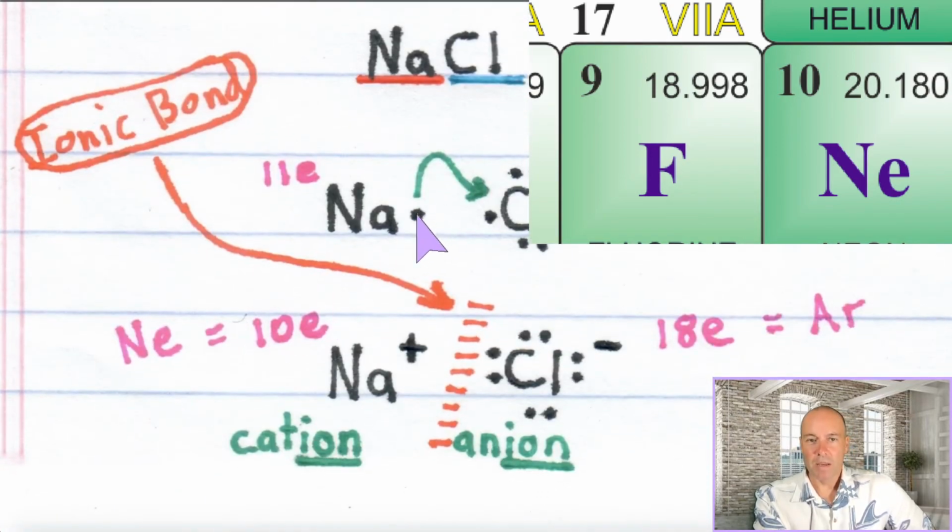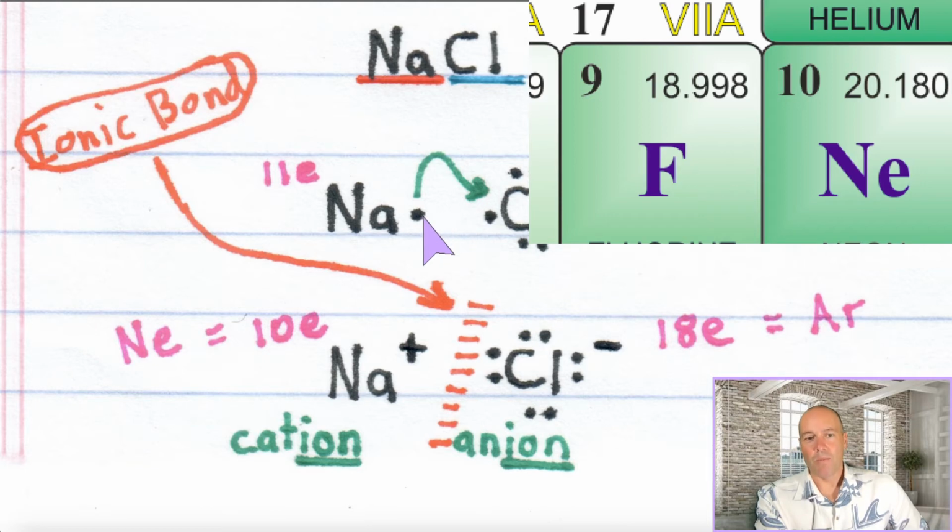Now when it lost that negative electron, it's missing a negative charge now, so the rest of what's left over is positive. And we say that sodium is a positive charged ion, or a cation.